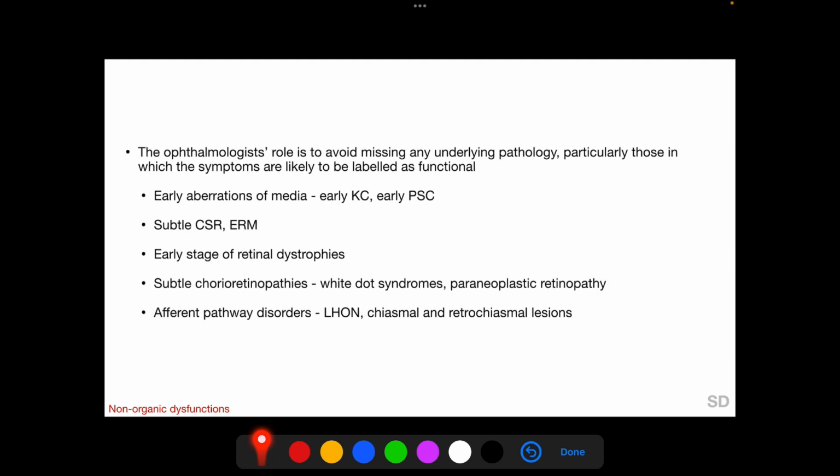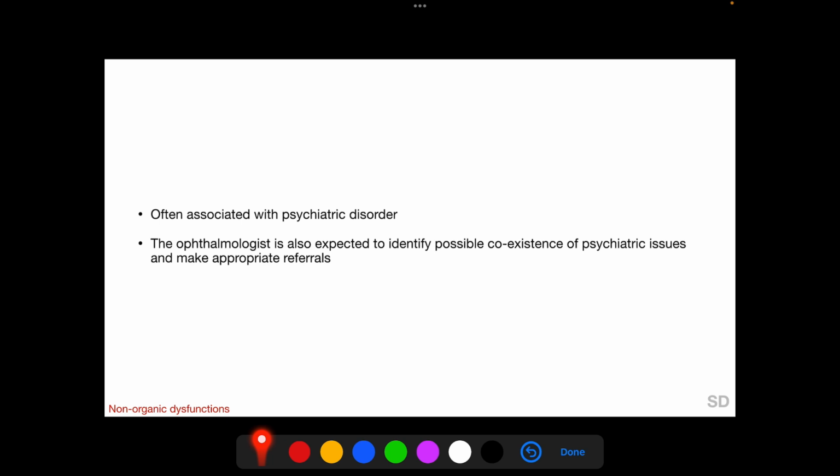The ophthalmologist's role is to avoid missing any underlying pathology, particularly those in which the symptoms are likely to be labeled as functional and the findings are liable to be missed, and these include early aberrations of media like early keratoconus and early posterior subcapsular cataract, subtle central serous retinopathy and epiretinal membrane, early stages of retinal dystrophies, subtle chorioretinopathies like white dot syndromes, and afferent pathway disorders. In a non-organic situation, often there is an associated psychiatric disorder, and the ophthalmologist is expected to identify the possible coexistence of a psychiatric issue and make appropriate referrals for the benefit of the patient.